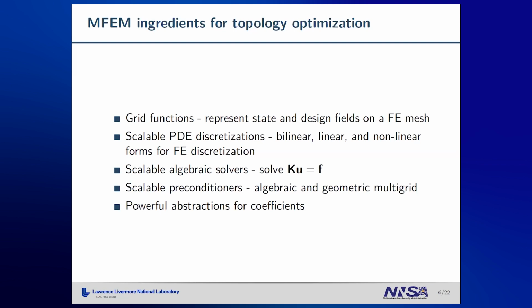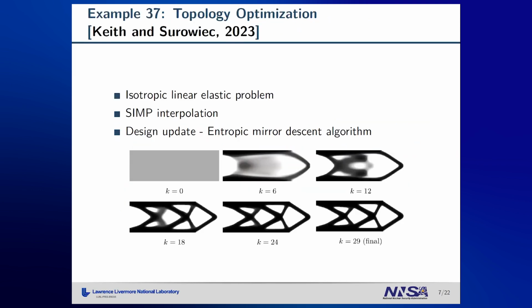Now, the interpolation between void and solid can be performed by using the coefficients in FM, and this provides us with very powerful abstractions for doing all different types of interpolations without much modification of the code. So all these features are packed in the FM library and can be used directly in the optimization process.